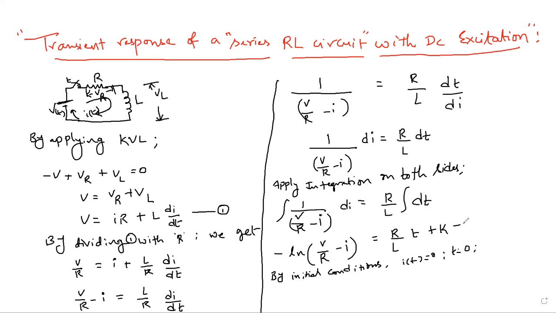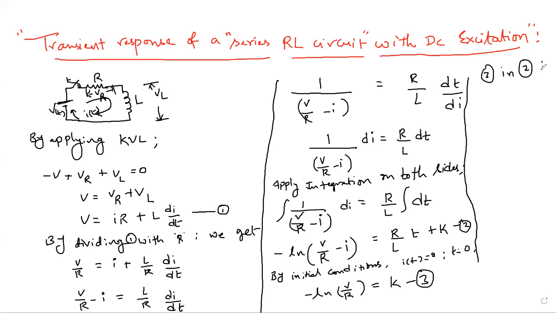That is in the second equation. Let us take some equation numbers for understanding. So now by substituting I of t equal to 0, that means your I value 0, minus ln of V by R, that equals t value 0, that means this expression is 0 plus k, right? Now substitute your third equation in equation number 2, 3 in equation number 2.